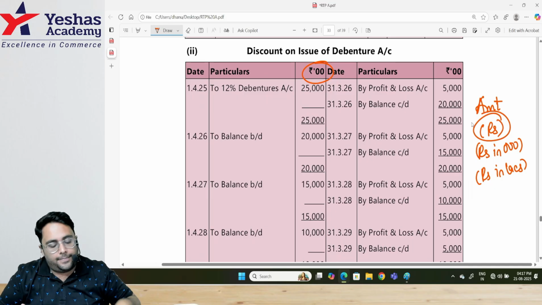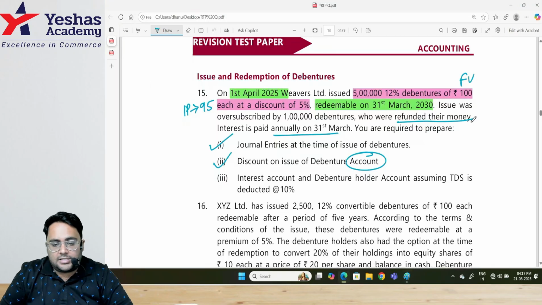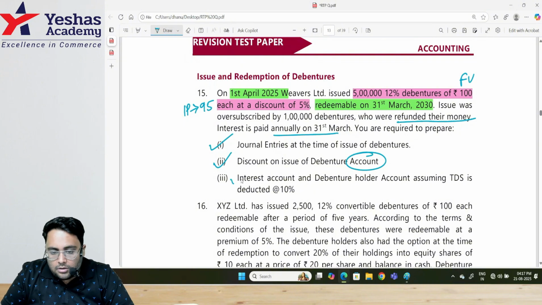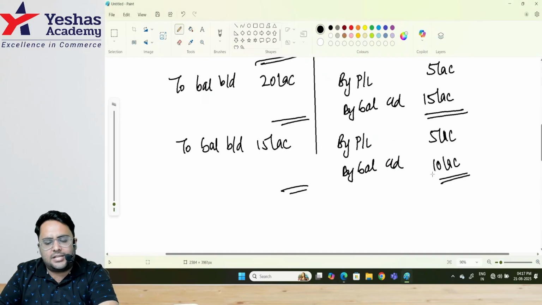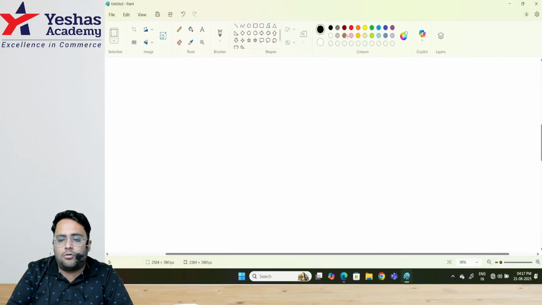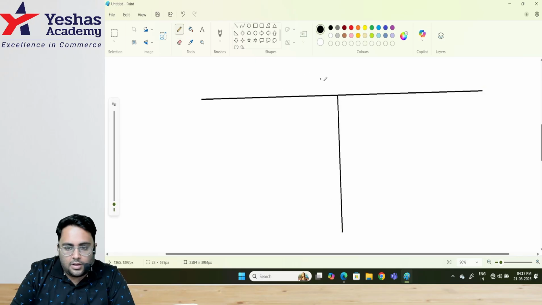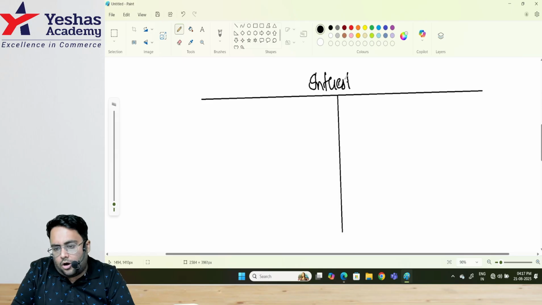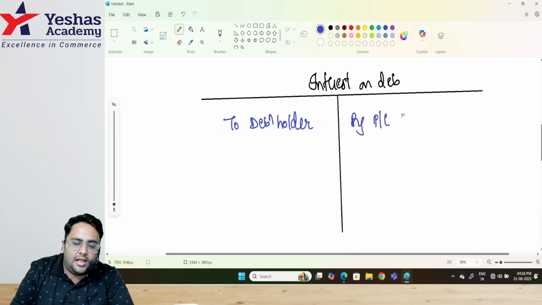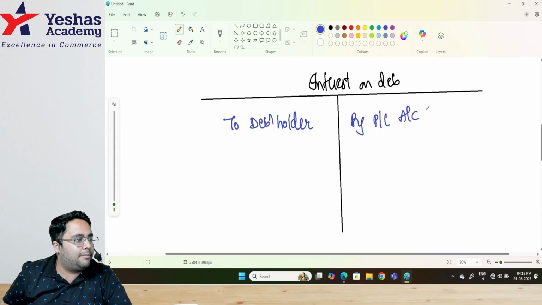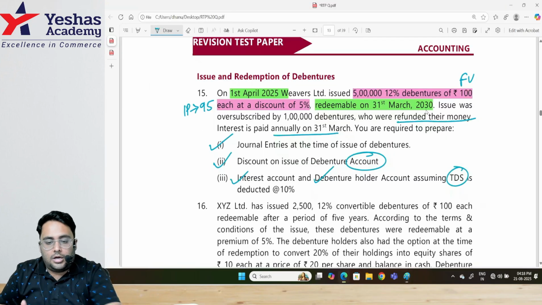Understand the amount carefully. Next part of the question, what they are saying: interest account and debenture holder account, assuming TDS at 10%. Interest account, very simple. Interest is what type of account? Interest is an expense. Interest account or interest on debenture account, debit side to debenture holder, credit side by P&L account. Every year, same entry will be recorded. Tell me how much?